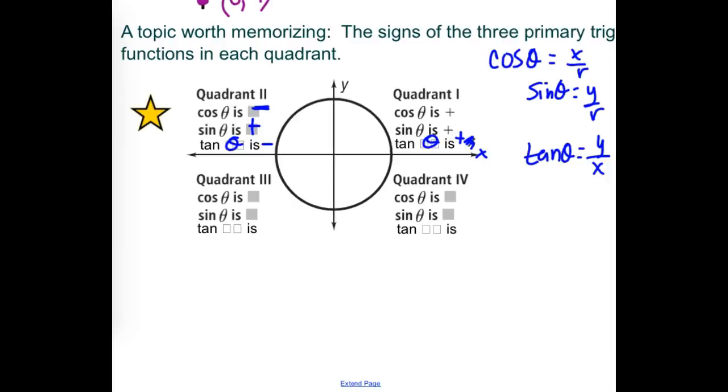Moving to quadrant 3. What happens now to my x and y coordinates? They're both negative. So cosine uses x, that's negative. Sine uses y, that's negative. What about tangent? Now we have a negative divided by a negative, so we're going to end up with a positive here. Okay? Go ahead and take a minute and complete quadrant 4.